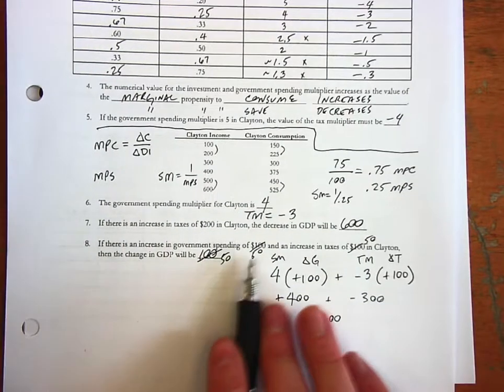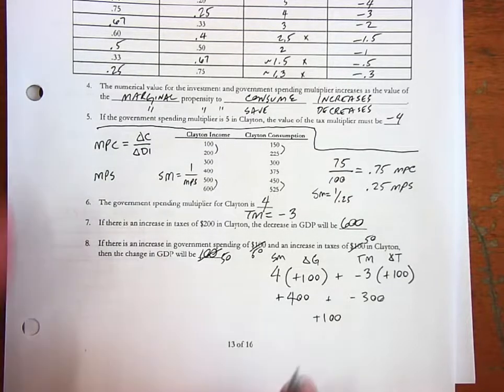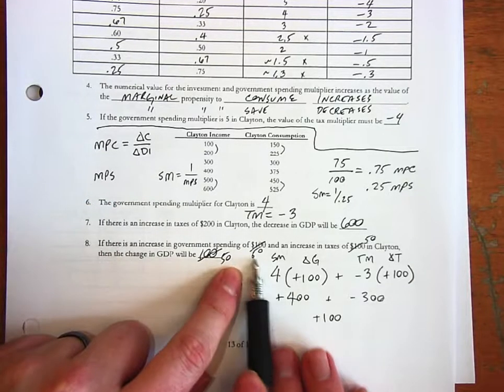So again, if you're given these types of problems where it says there's an equal increase in taxes, or they finance the government spending through an equal increase in taxes, what they're saying is just use the initial number.